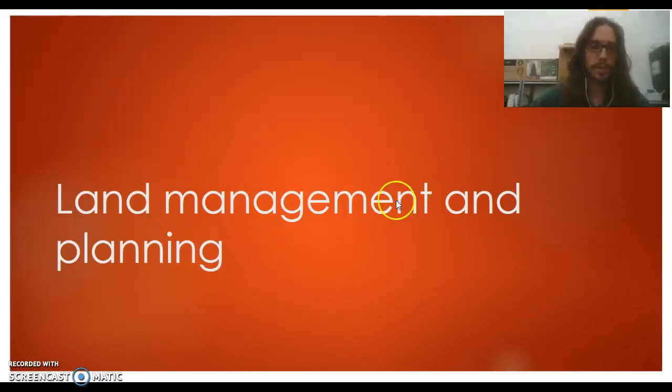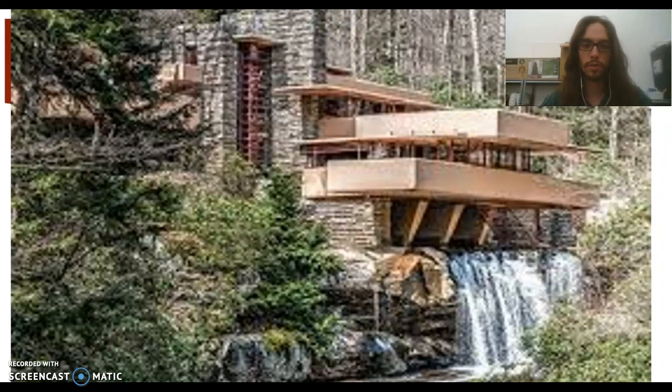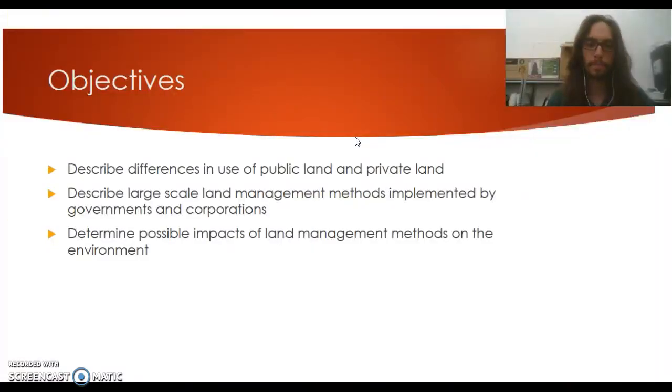Okay, this subunit is going to be on land management and planning. So here's a picture of Falling Waters. It's an architectural marvel made by Frank Lloyd Wright. It was made to essentially blend in with the environment and have the least impact on the environment as possible. So we'll get back to that.